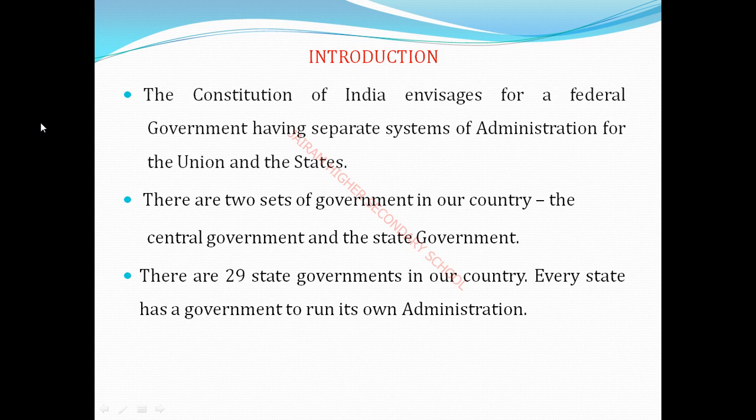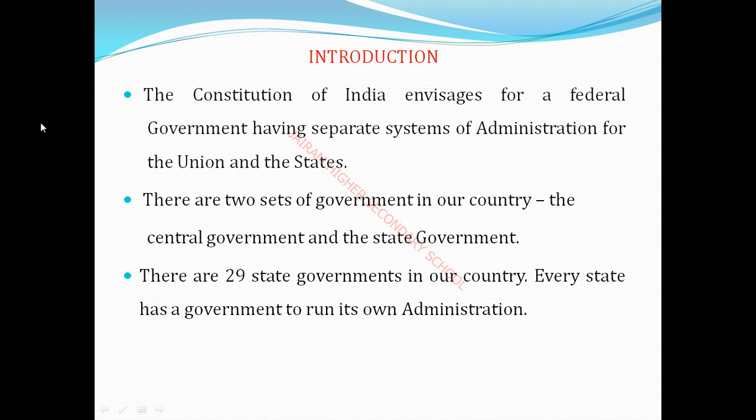Odisha, Rajasthan, Sikkim, Tamil Nadu, Tripura. Tripura is also a northeastern part of India. Uttarakhand, West Bengal. Okay, children. And at last, the 29th state is Telangana. It got the recognition from the union government in the year 2014, on June 2.